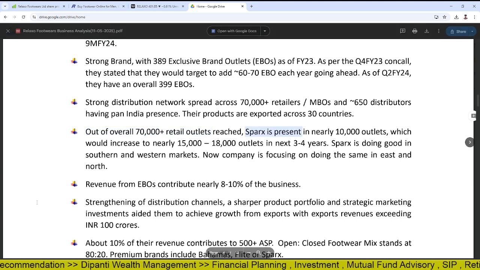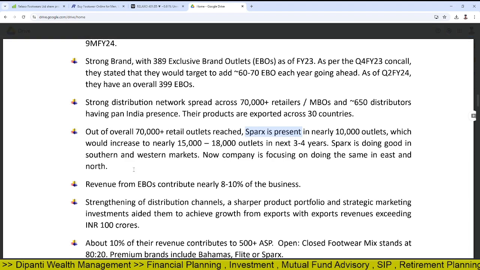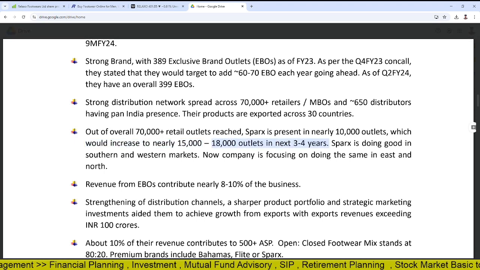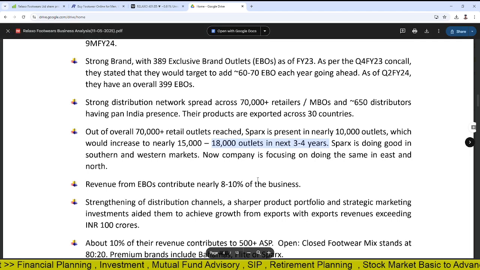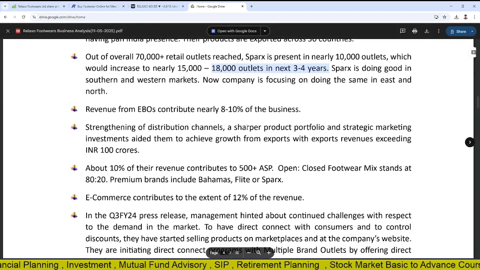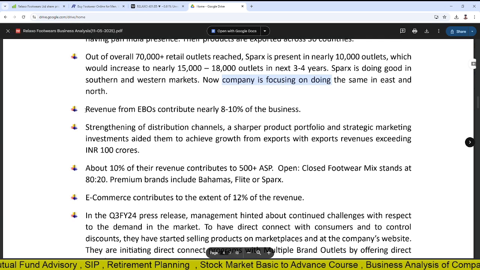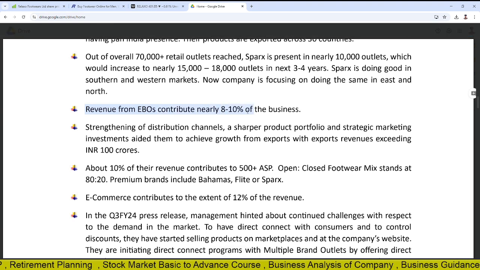Sparks is present in nearly 10,000 outlets, which would increase to nearly 15,000 to 18,000 outlets in the next 3 to 4 years. Sparks is doing good in the southern and western market. Now the company is focusing on doing the same in east and north. Next positive point as enterprise is revenue from EBOs contribute nearly 8 to 10% of the business.